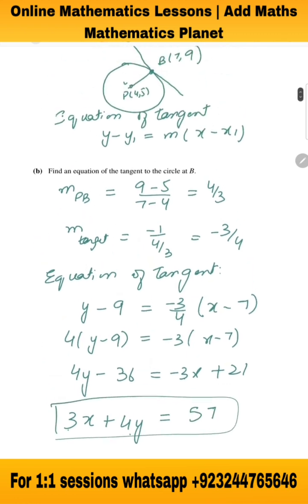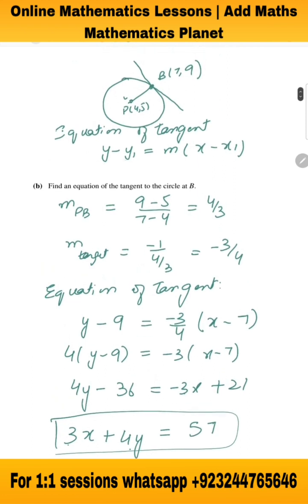So to find the equation of the tangent of the circle, we need y minus y1 is equal to m times x minus x1. We should have the slope of the tangent, and we should also have any one point on the circumference.